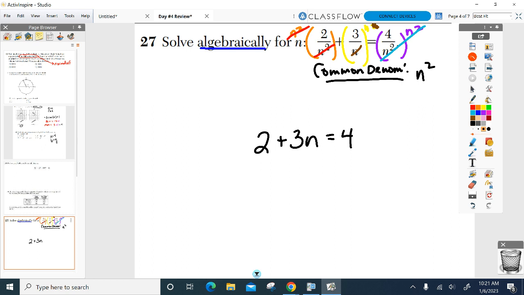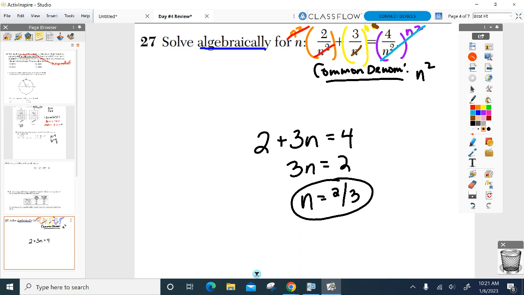Remember, it's only 2 points, this question. There's no factoring, nothing here. That's what you've got to solve. Move the 2 over. 3n equals 2. N equals 2/3. So multiply by the common denominator when you have fractions. Multiply by the common denominator. We'll do more of those coming up.